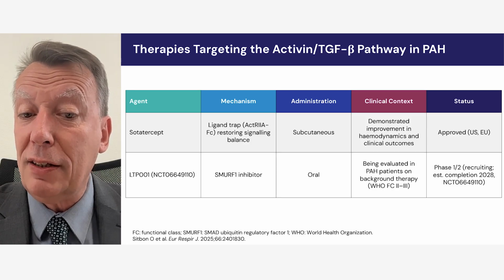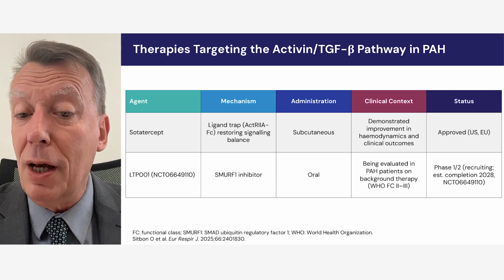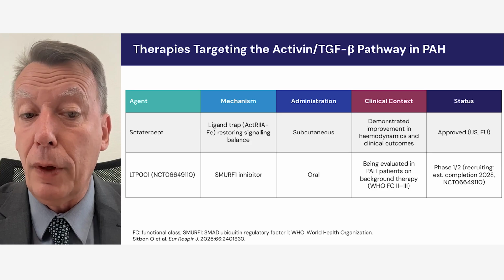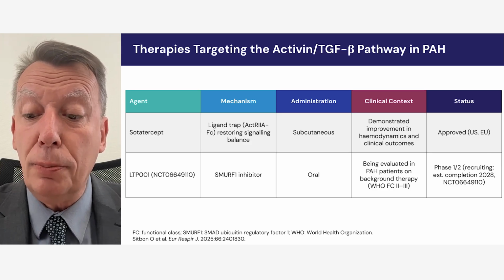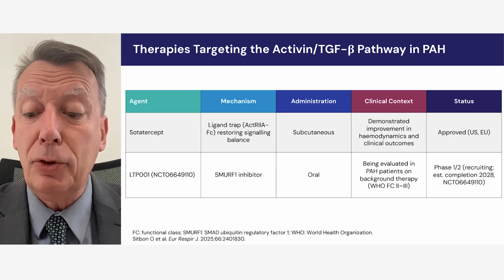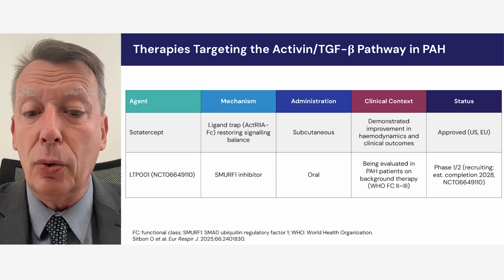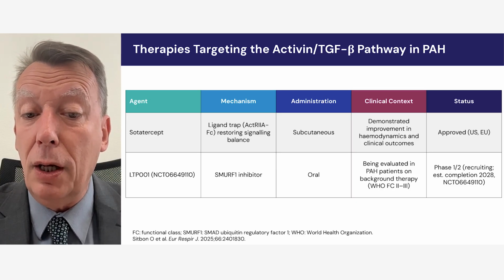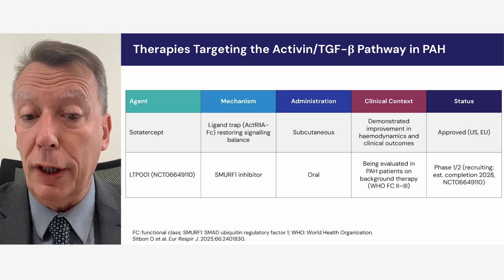In the clinical context, it has demonstrated improvement in hemodynamics and clinical outcomes, and it has been approved in the US and in the European Union. Another drug is LTP-001. It is a SMURF1 inhibitor which aims to restore the BMPR2 signaling. It is given by oral route, and it is currently in clinical development and evaluated in PH patients on background therapy with randomized control trials ongoing.